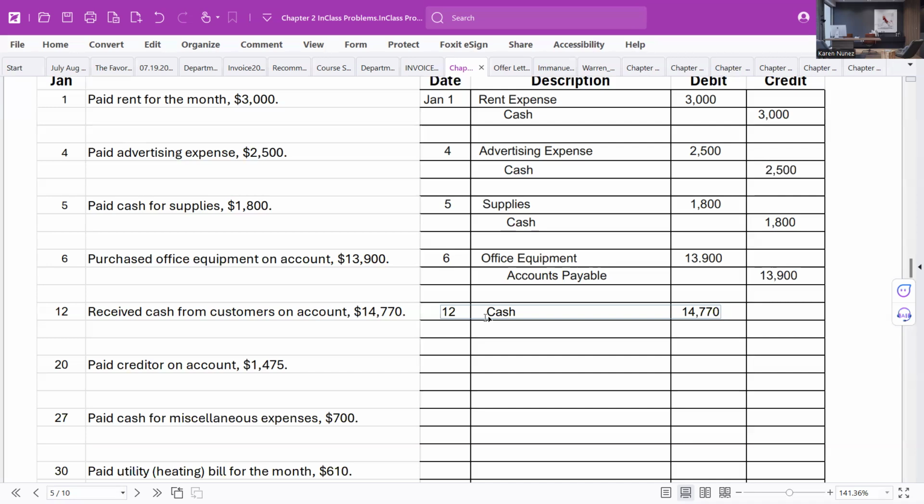So we have this asset called accounts receivable. And now the customer is paying on their account. We've got to reduce that asset. The way you reduce an asset is by crediting it. Indent that credit and it's accounts receivable for 14,770.